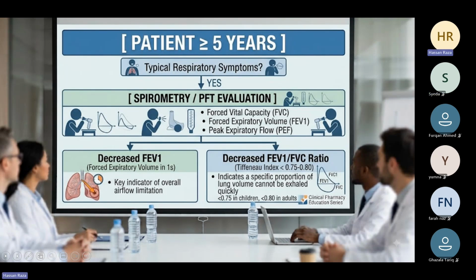Okay, so basically, I'm repeating this: spirometry tells us two things. The amount of volume expelled in the first second is called FEV1, and the total volume expelled in one breath is called FVC, forced vital capacity. So if a patient is exhaling, let's say, 80% or 90% of the air volume in the first second, then we will say, okay, he has a normal pulmonary function.